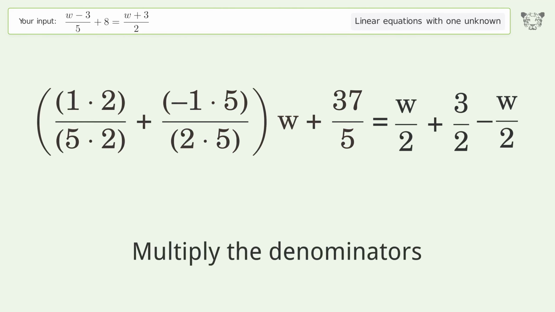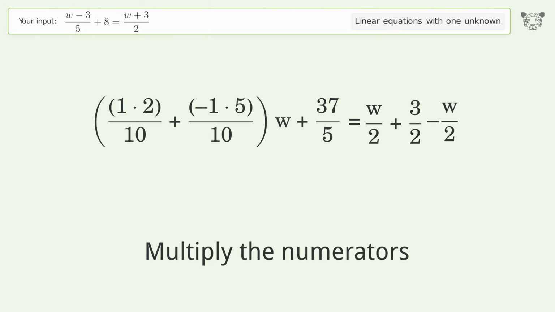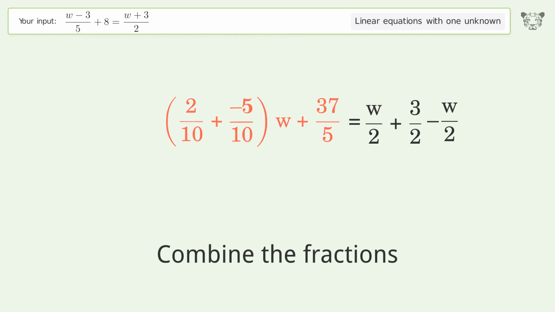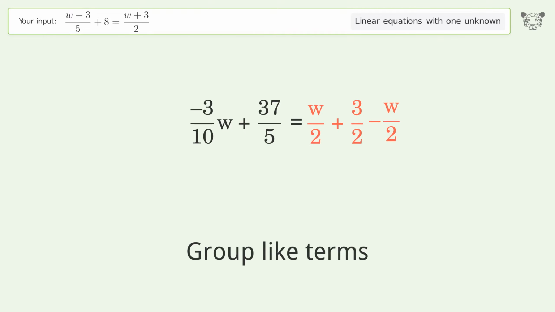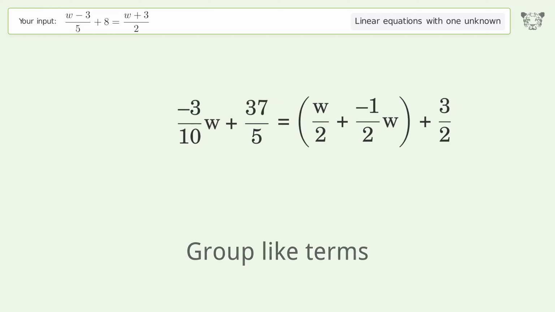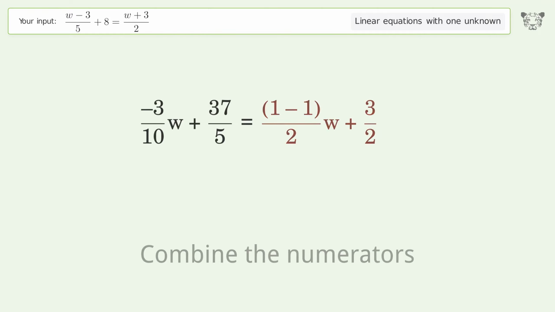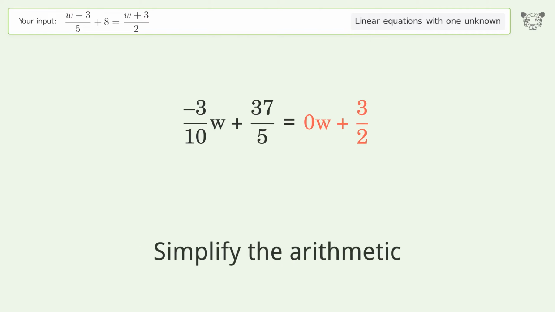Multiply the denominators. Multiply the numerators. Combine the fractions. Combine the numerators. Group like terms. Combine the fractions. Combine the numerators. Reduce the zero numerator. Simplify the arithmetic.